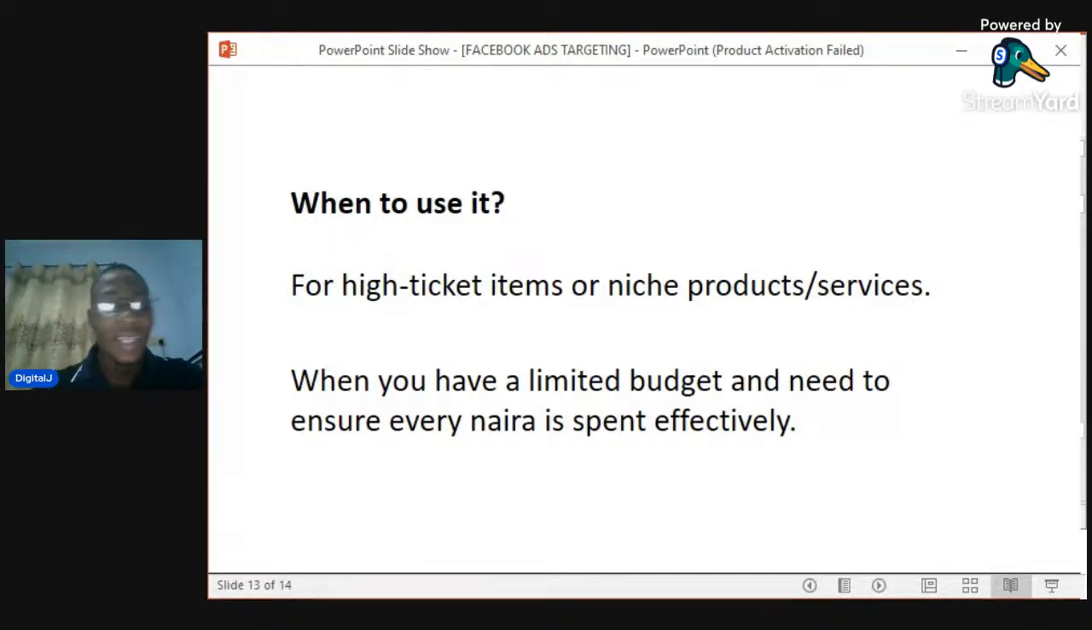So that is just it. So when you have a tight budget or a limited budget and you want to make sure that every naira is spent effectively, use now targeting. Especially if you are selling high ticket products or high ticket offers, use now targeting. It works fine.